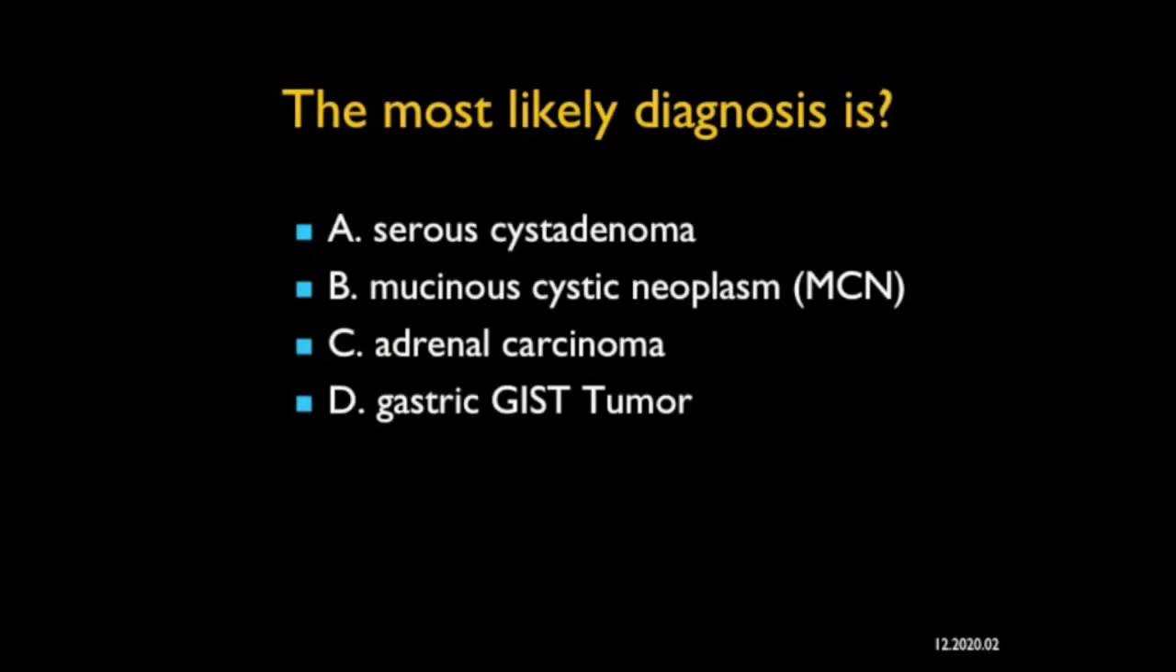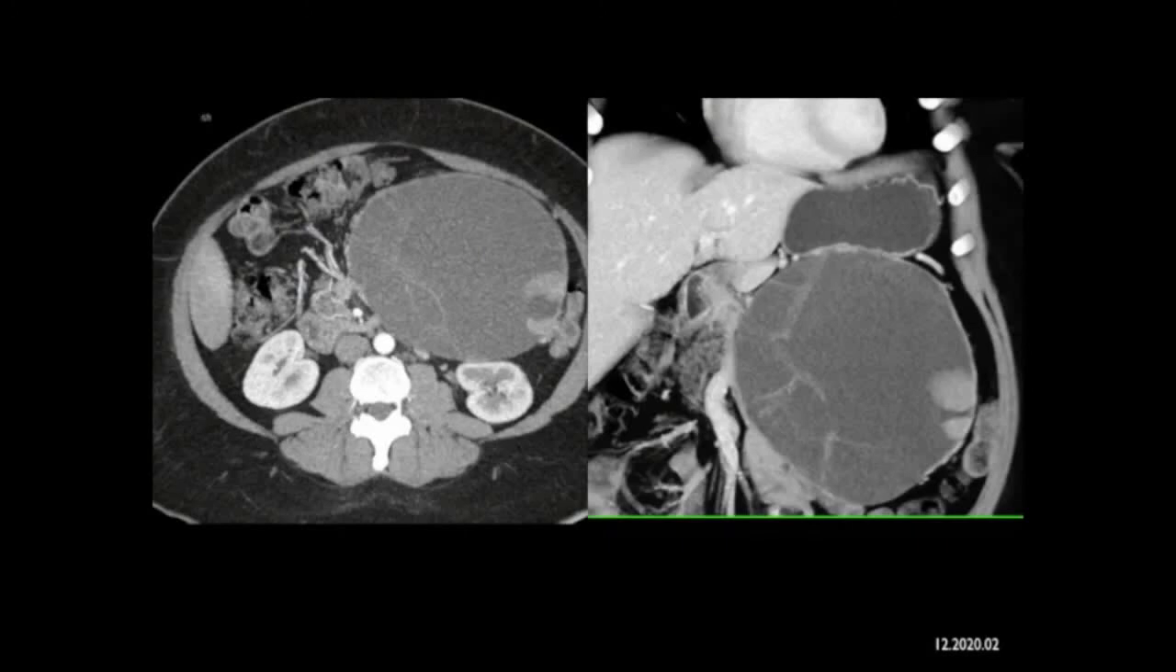In this case, I asked, what's the most likely diagnosis? Well, there's a large cystic lesion in the left upper quadrant toward the left mid-abdomen. And I guess the first question you can ask is, could this be adrenal? Could this be gastric? Could this be retroperitoneum? Could this be splenic? Yes, those are all possibilities. And I gave you a few choices.